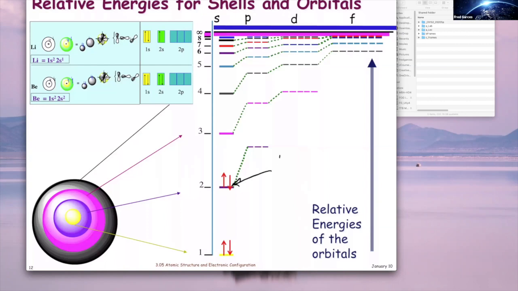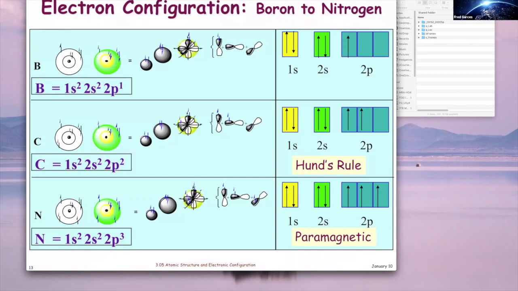Notice how the electrons are paired. That's what we call diamagnetic. So that's diamagnetic. All the electrons are paired. So beryllium is a diamagnetic chemical. Let's take a look at the next one. This is your boron, carbon, and nitrogen.